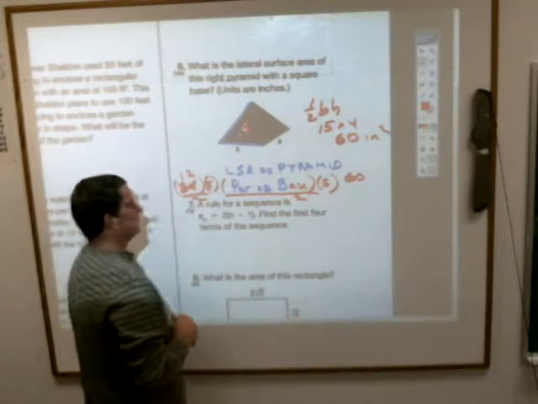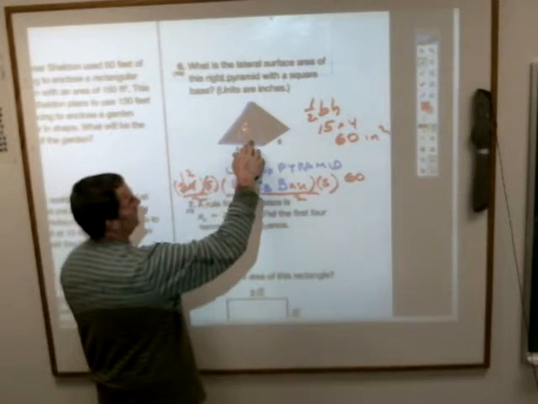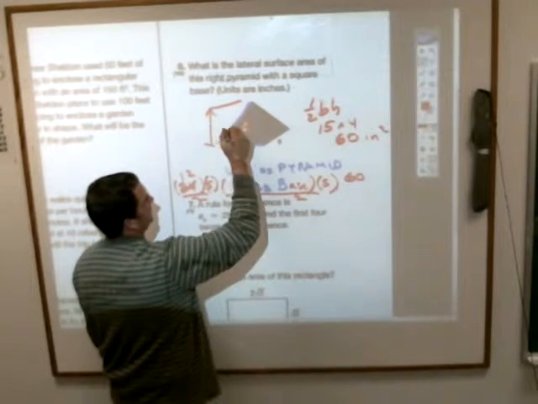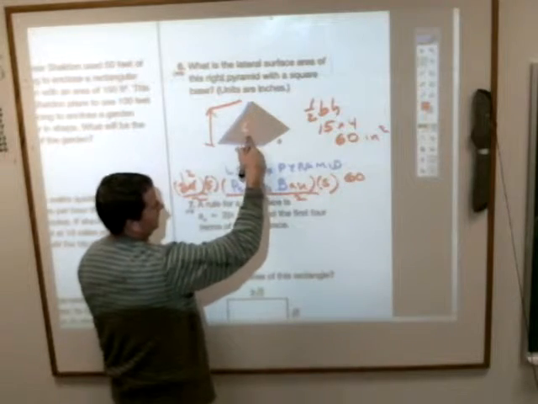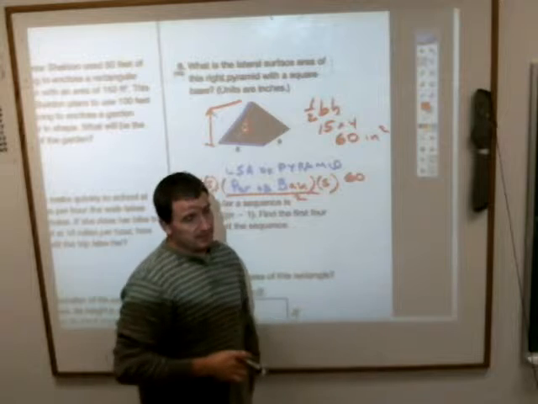Now, 5 would not be the height. 5 is a slant height. When you talk about this shape, the height is actually the perpendicular distance from the base. The actual height of this thing would go right down to the middle from the apex down. That 5 was the slant height. It's the side, slanty side's height.